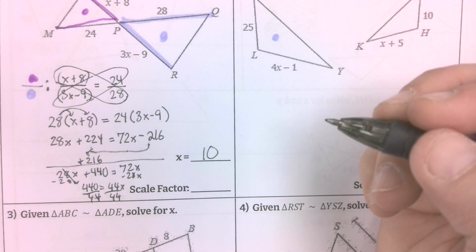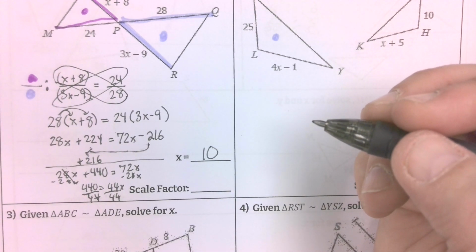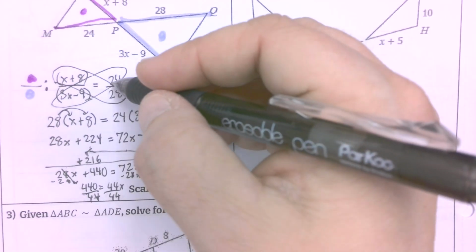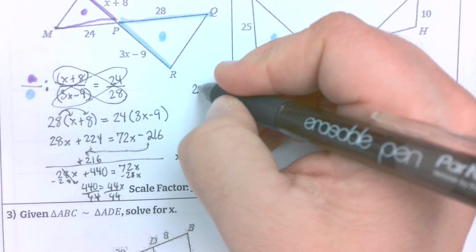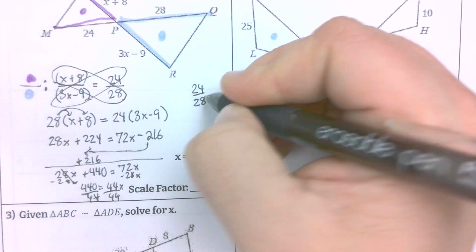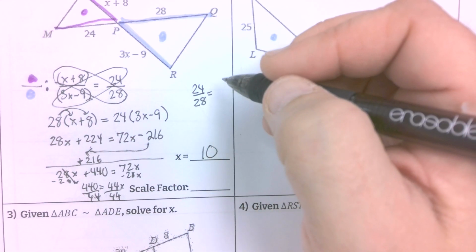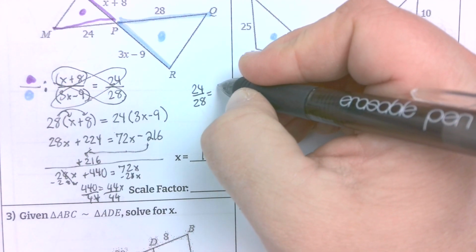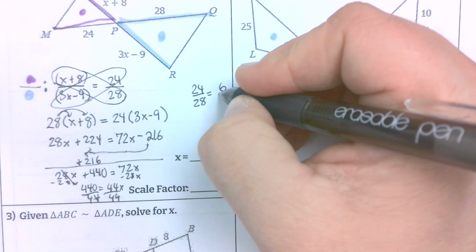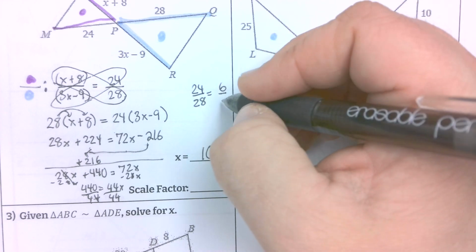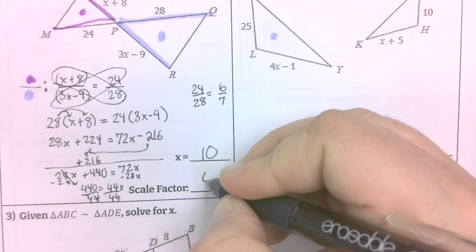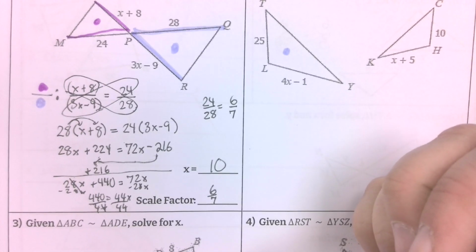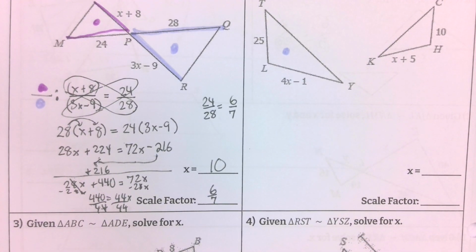Now for my scale factor, I can take any fraction and simplify it to get my scale factor, or you can use a decimal. So for example, I would use the 24 over 28. I want one without an x. And to simplify that one, I can divide them both by 4. 24 divided by 4 is 6, 28 divided by 4 is 7. So my scale factor is 6 out of 7. You can do it that way, or if you'd like, you can give me a decimal value. Okay?